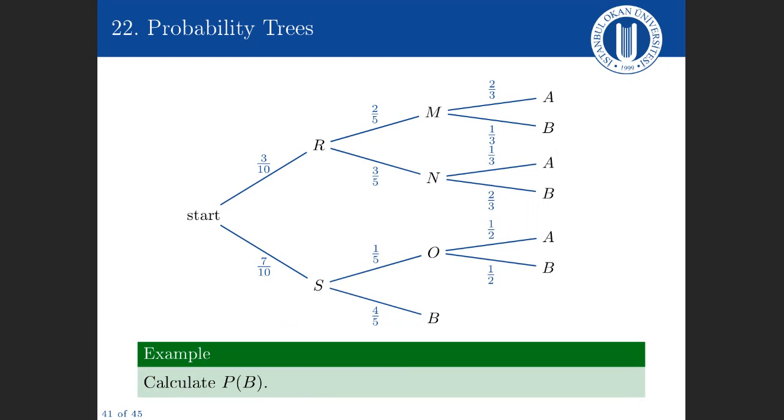Let's suppose we're given a probability tree, we're given this one, and we're asked to calculate the probability of B. So we find B, here's a B, here's a B, here's a B, and there's another B just here. We need to calculate the probability of getting to each of these Bs, and then we need to add them together.